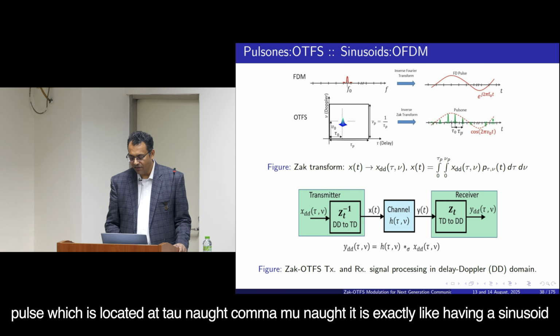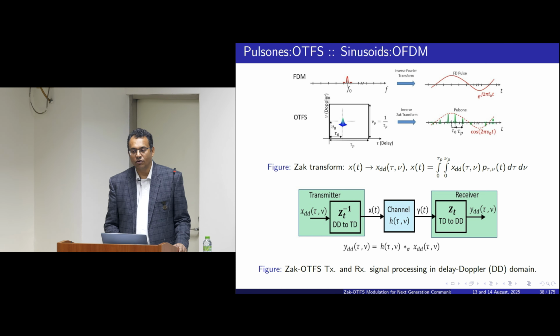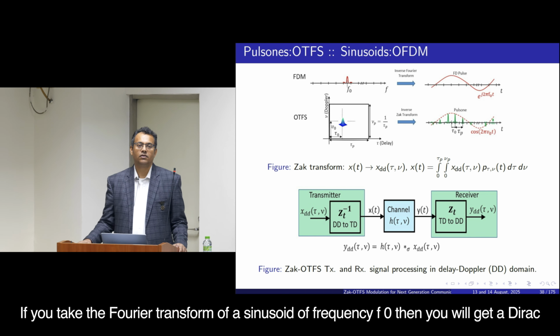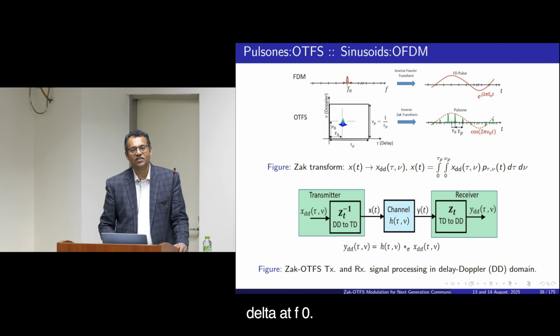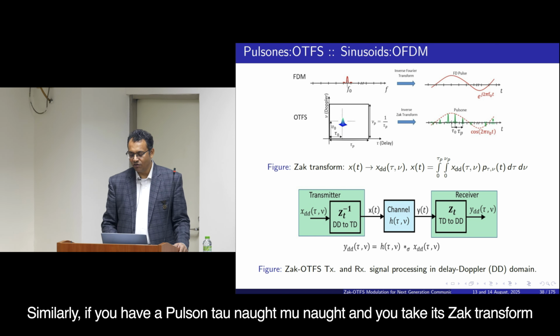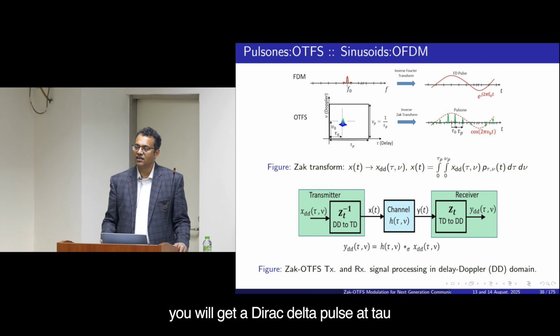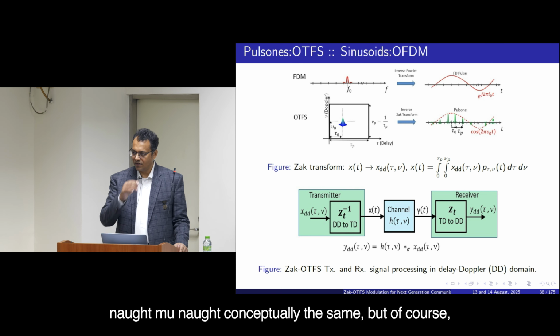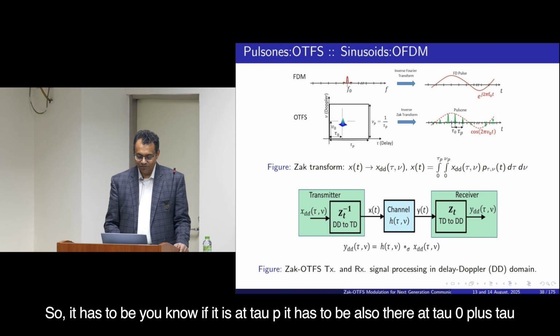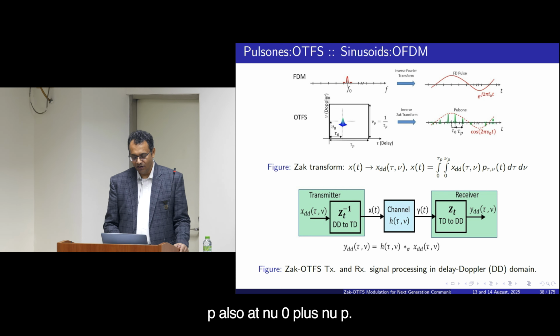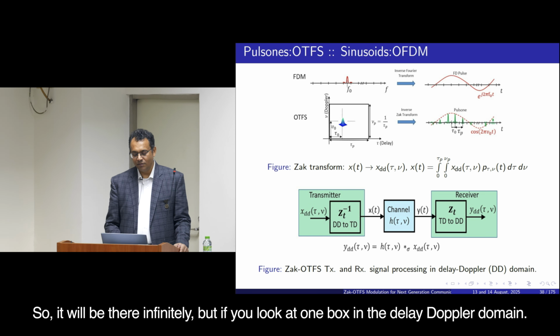It's exactly like having a sinusoid of frequency f0. If you take the Fourier transform of a sinusoid of frequency f0, then you will get a Dirac delta at f0. Similarly, if you have a pulson tau naught nu naught and you take its Zak transform, you will get a Dirac delta pulse at tau naught nu naught, conceptually the same. But of course, this pulse will actually repeat because it has to be a quasi-periodic function. So if it's at tau naught, it has to be also there at tau naught plus tau p, also at nu naught plus nu p. So it will be there infinitely.